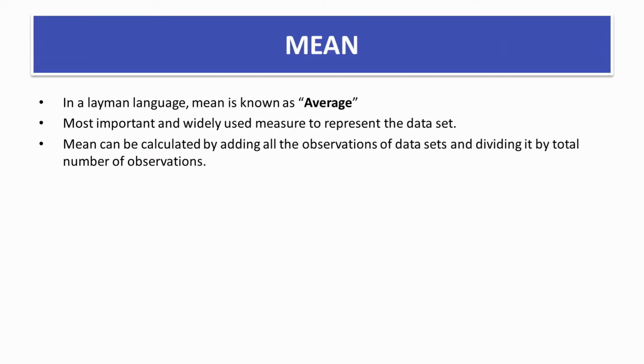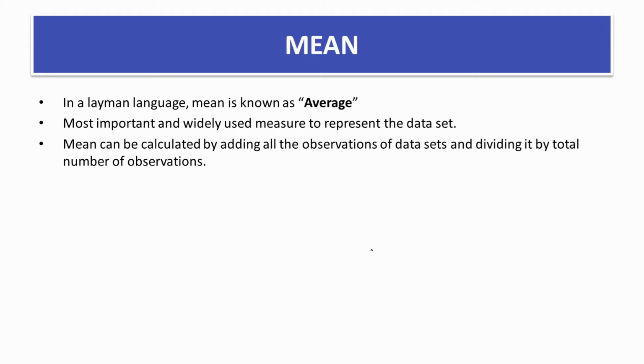So let's start with mean. Talking about mean, in layman's language, mean is known as average, or you can also call it arithmetic mean. So mean, average and arithmetic mean are all synonyms of each other. It is the most important and widely used measure to represent your data set.